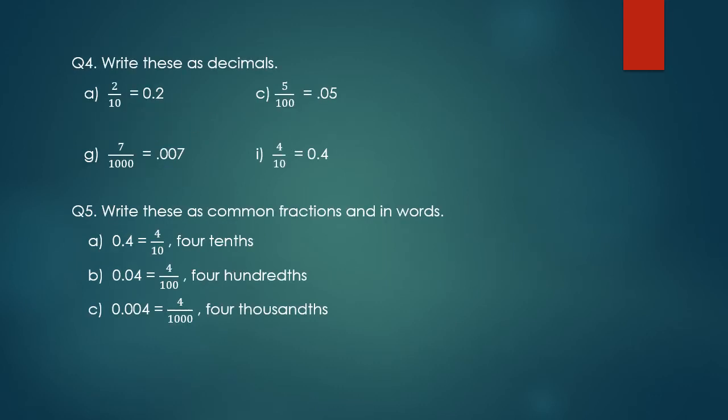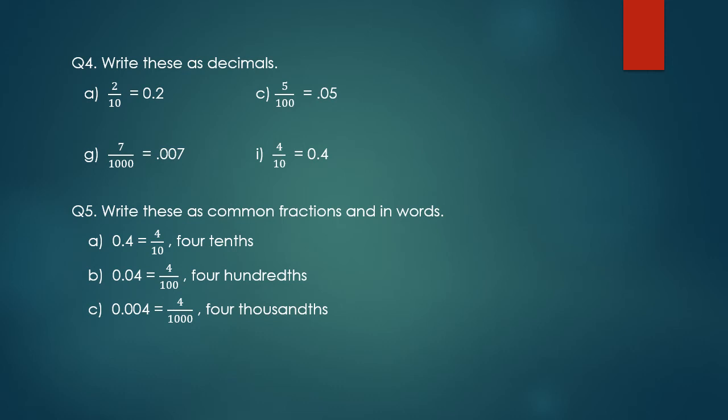Question number 2 and 3 are the same as question number 1. So now I move on to question number 4. Question number 4 is, write these as decimals. Some fractions are given to you and you have to write the given fractions in decimal form. Let's see. The first part is 2 upon 10. So you will write this fraction 2 upon 10 in decimal form as 0.2.